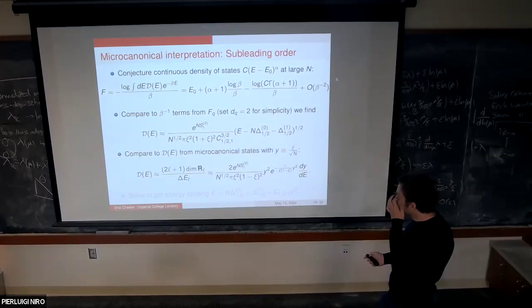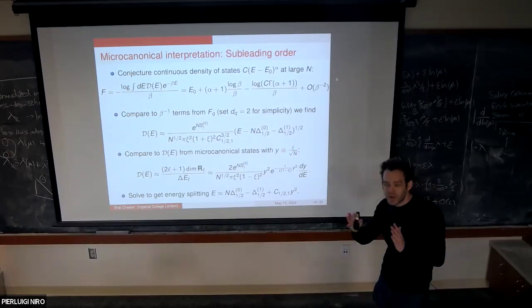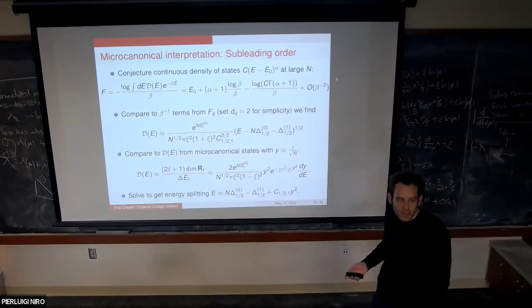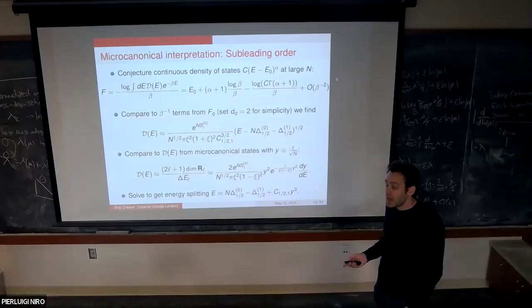And so you can then use this continuous density of states to compute the energy splitting, which depends on the spin. So this Y is basically proportional to the spin, normalized by N. And so this tells you how these degenerate operators become non-degenerate at subleading orders in N. As one would expect, because of course at finite N, these operators should be split.